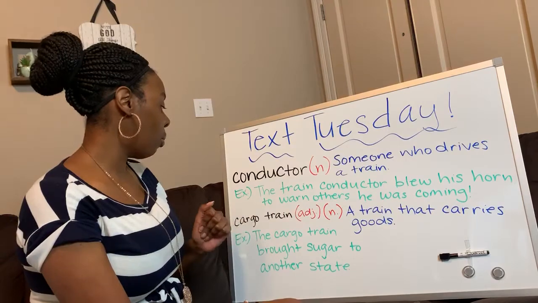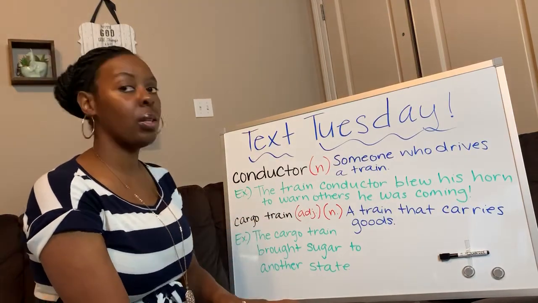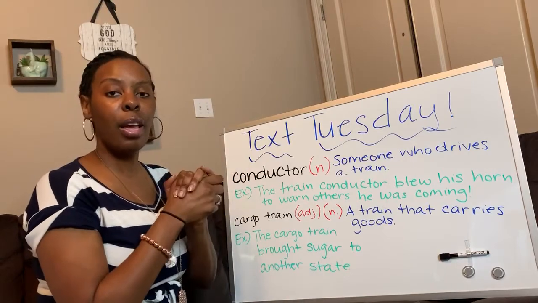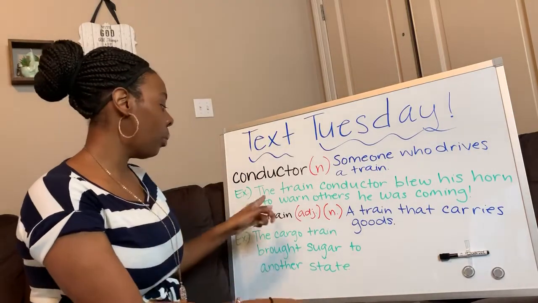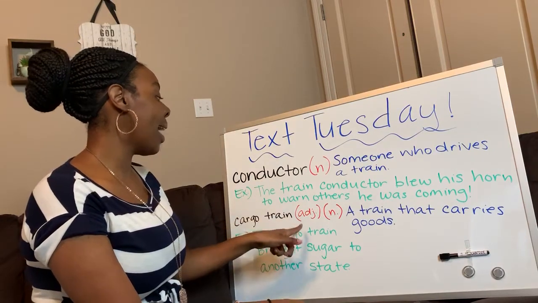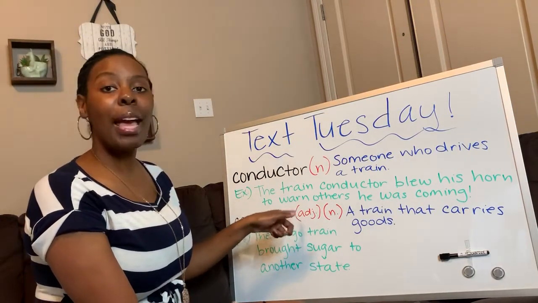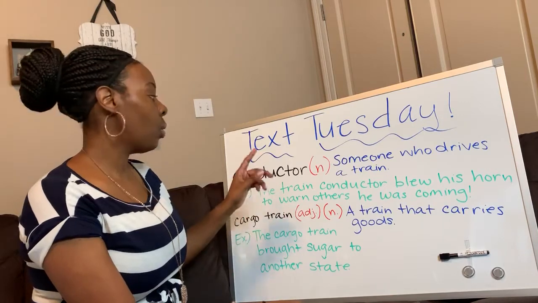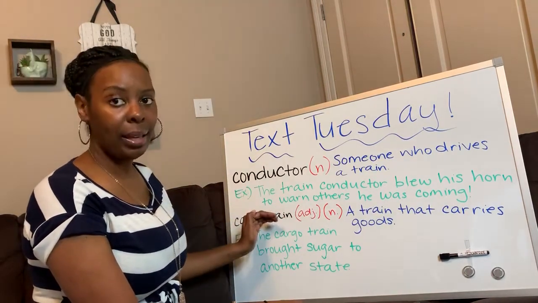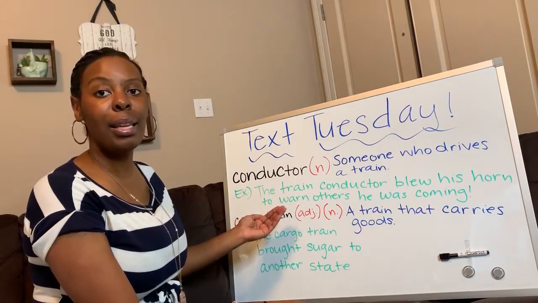The next term we have is a cargo train. So let's clap that out and see how many syllables we have. Cargo train. 3. Okay, we're working with 2 words here, okay? And the first word, cargo, is an adjective. And remember, an adjective describes a noun. So the adjective cargo is describing the noun train. It's saying what type of train it is.